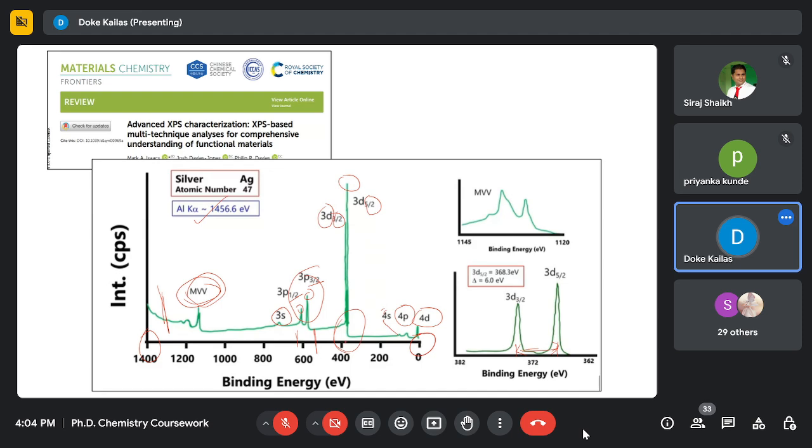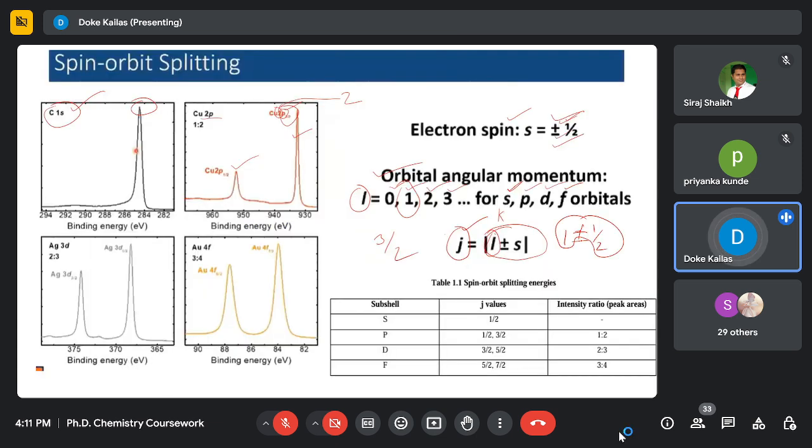So in case of 2p, the L value is 1 and S value is either plus half or minus one half. If it is plus half, then 1 plus half will be 3 by 2. And if the spin is anti-clockwise for that electron, then azimuthal quantum number minus half will be half.